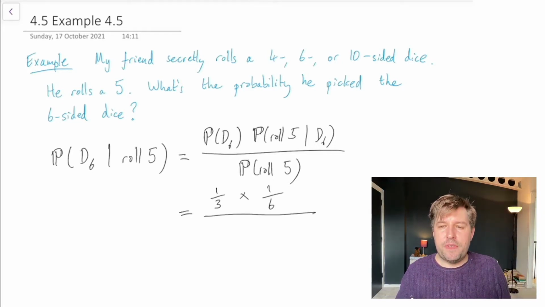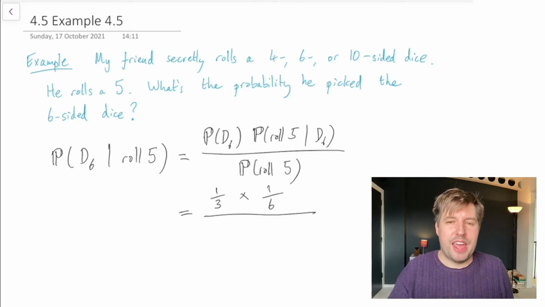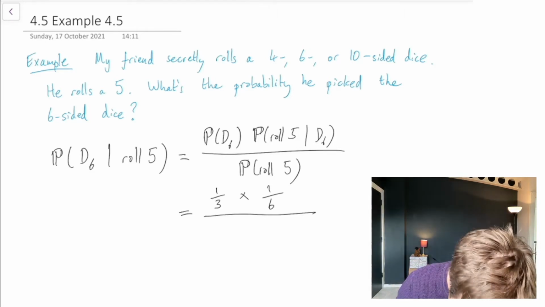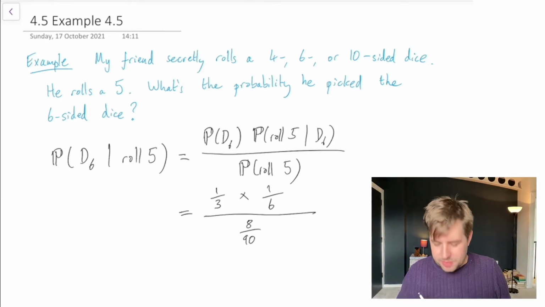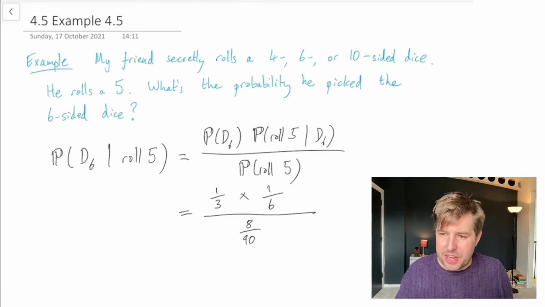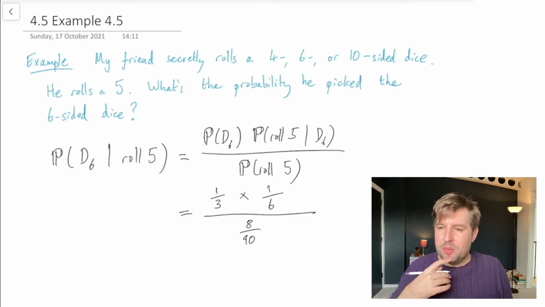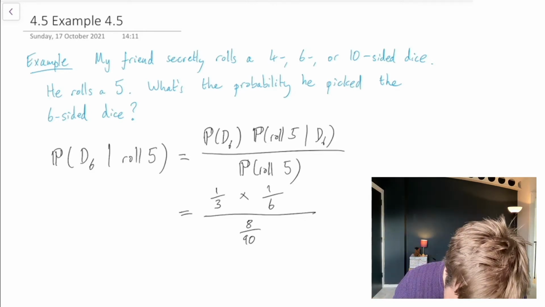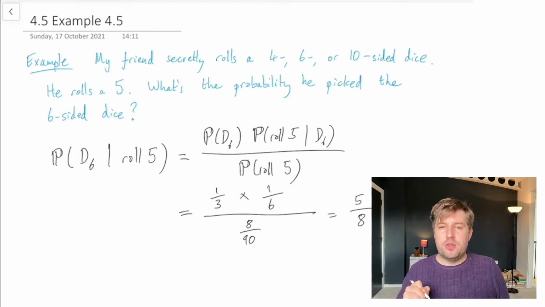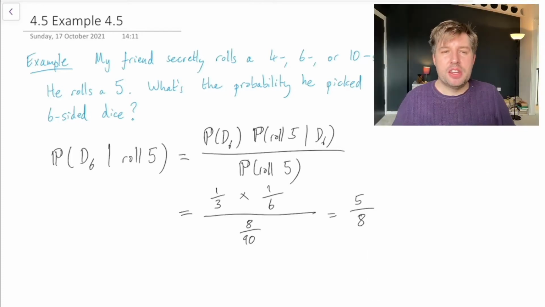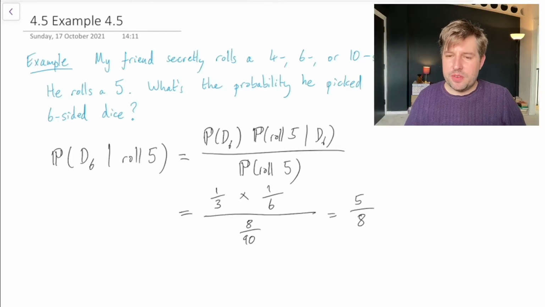What's the probability of rolling a 5? Now, you might remember we proved that in the last subsection using the law of total probability. So if you go back and have a look, you'll see that when we used the law of total probability, we saw that the probability of rolling a 5 was 8/90ths. And if you cancel out all the fractions there, the 90 goes onto the top, the 3 times 6 times 8 goes down to the bottom. I think this all works out to be 5/8ths. So 5/8ths is the probability our friend chose the 6-sided dice, given he rolled a 5.